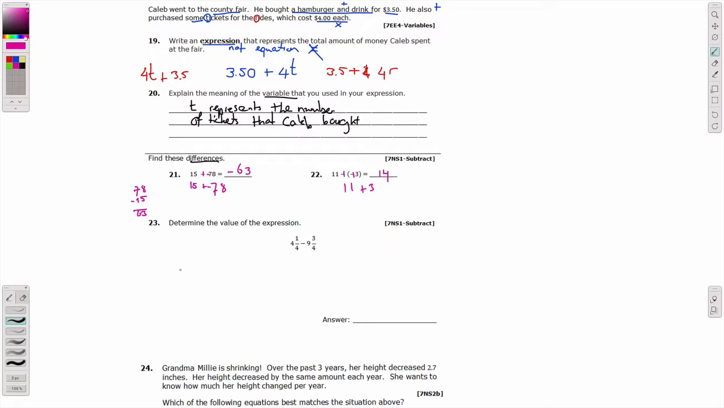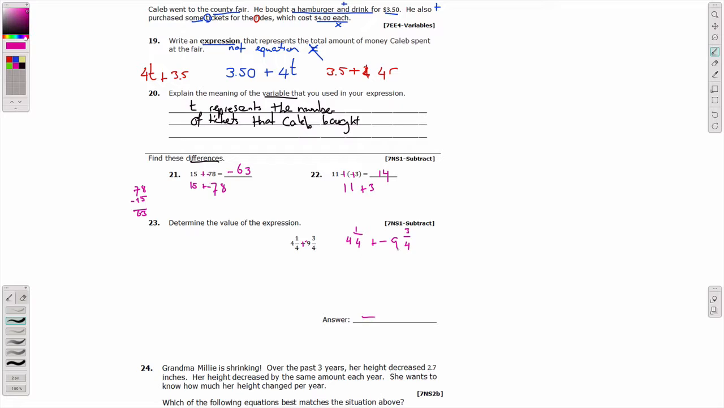Number 23, determine the value of the expression 4 1/4 minus 9 3/4. Well, step 1, boom, boom. Now I've got 4 1/4 plus negative 9 3/4. Okay, great. Now I follow the rules of addition. I've got opposite signs, so I subtract. I can already tell that the sum will be negative because negative 9 is greater than positive 4, so the negative number has greater absolute value, so the sum will be negative.